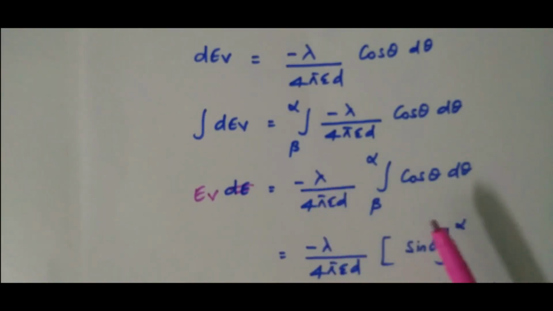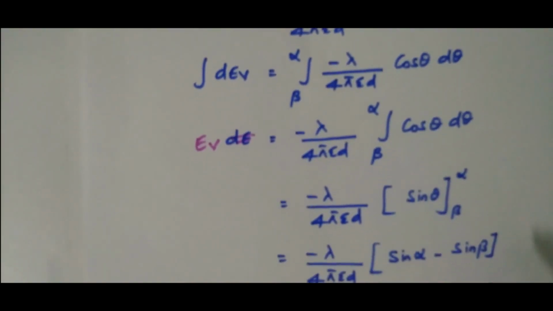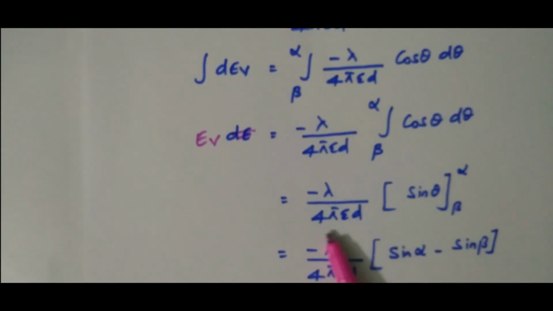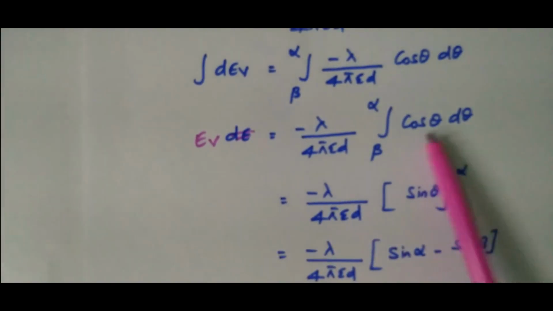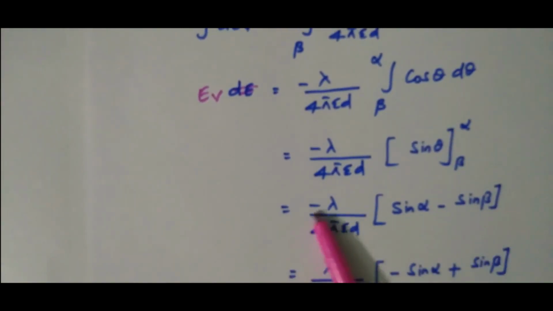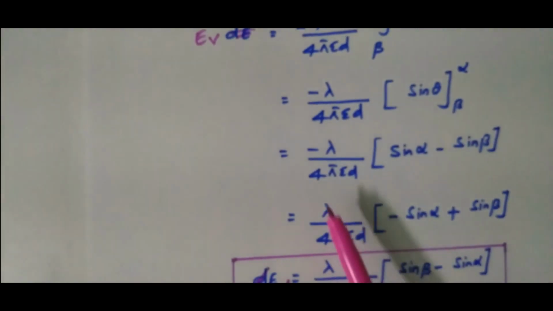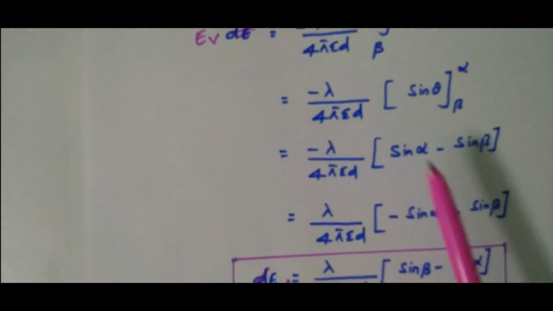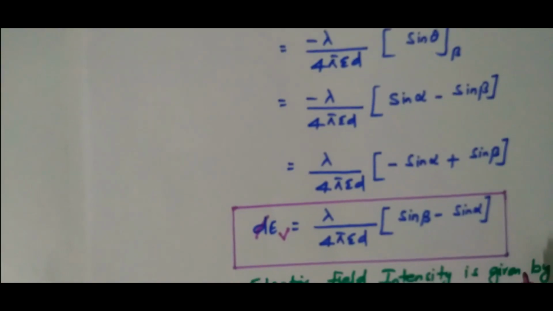These are all constants. We only need to integrate cos theta. So minus lambda divided by 4 pi epsilon d, and the integral of cos theta is sin theta. We substitute the limit beta to alpha, so the limit gives sin alpha minus sin beta, right? One more negative is available. While multiplying the negative, we get minus sin alpha plus sin beta. So finally, EV equals lambda divided by 4 pi epsilon d, sin beta minus sin alpha. This is the vertical component.